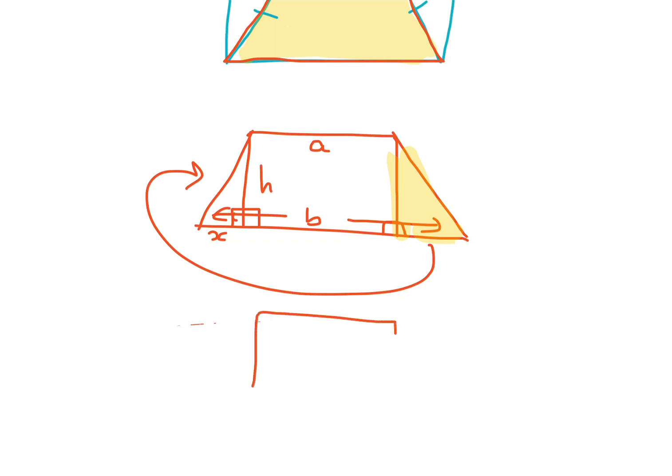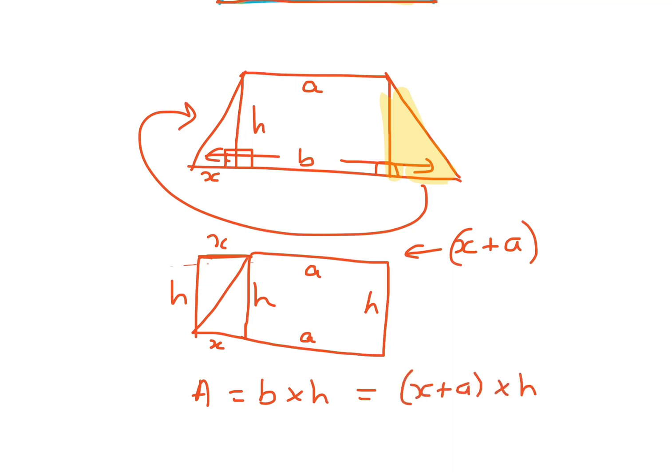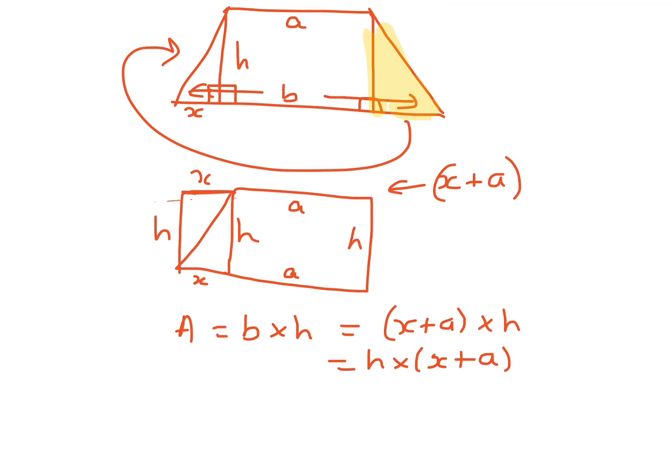When you place it there, you can see that this is A and that one there is X. This would be A here, the height's H, and we're going to place this one here, which is H and X. So to get the whole area, that length there is X plus A. The area would be base times the height. The base is equal to X plus A, times H, which is the height. I'm going to put the height at the front. So the area equals the height times X plus A.